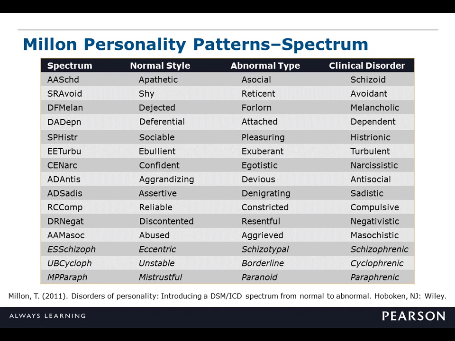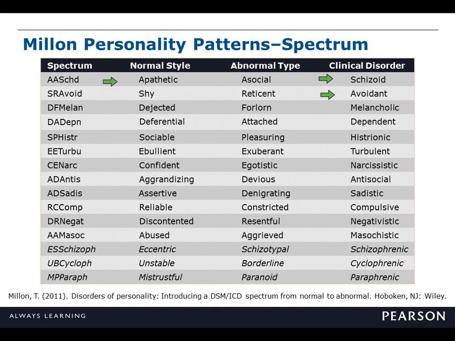So if you look at this grouping in front of you right now, you'll see that within the columns you see the names of different disorders, and what we're using here are the abbreviated names that represent the various disorders. The reason for that we'll get into briefly, as well as those three different delineations: normal style, abnormal type, clinical disorder. We see the most common names for the most part on the right-hand column, those that we're familiar with: schizoid, avoidant, and so on. But really, each of those represents a continuum.